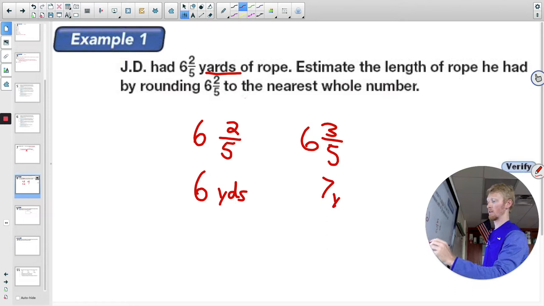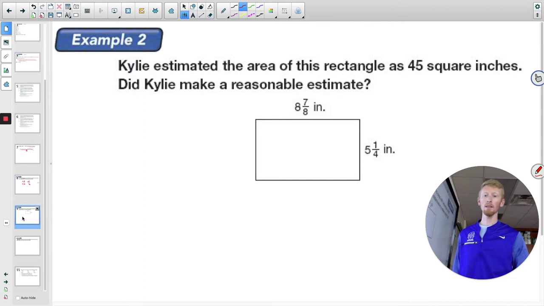All right. Kylie estimated the area of this rectangle as 45 square inches. Did Kylie make a reasonable estimate? Go ahead, try this on your own. See if 45 square inches is reasonable.